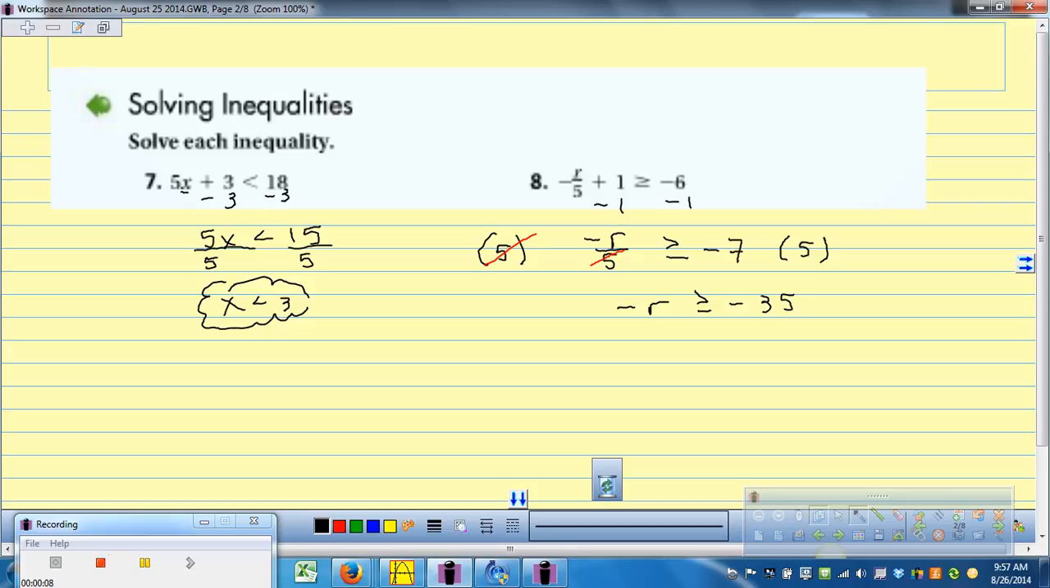The inequality switches, right? So we're going to divide by what number? Negative what? Negative 1. You don't divide by a negative. Negative is not anything by itself. By negative 1. And we end up with r, so the inequality switches to less than or equal to 35. So the inequality will switch if we have to multiply or divide by a negative.